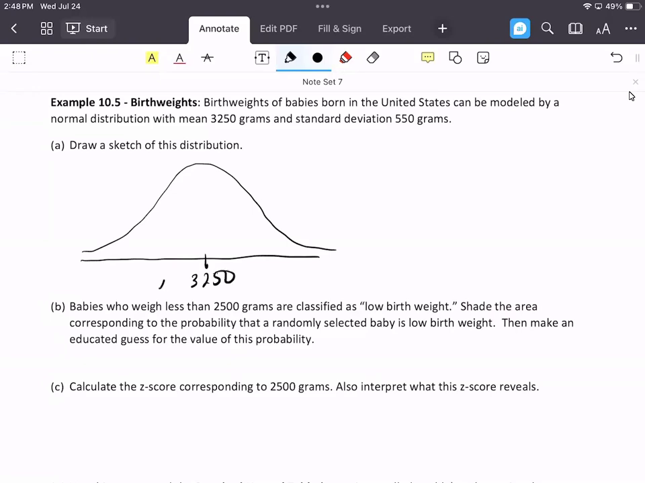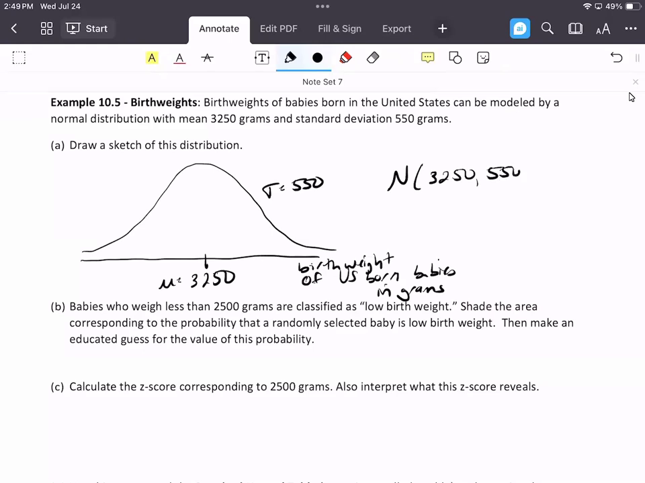A lot of times I will label this specifically mu so that I remember it's also what it is. This is the birth weight of US born babies in grams. You want to make sure you put your units, whatever unit is being used. That's helpful. And the standard deviation is 550. So in other words, this curve is approximated by the normal distribution with the center at 3250 and a standard deviation of 550.